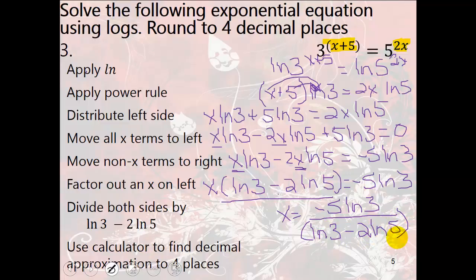Okay? And then we're going to use our calculator to get a decimal approximation, and we get x is approximately equal to 2.5907. Make sure you can get that, all right, so that you know how to do it for your video question.